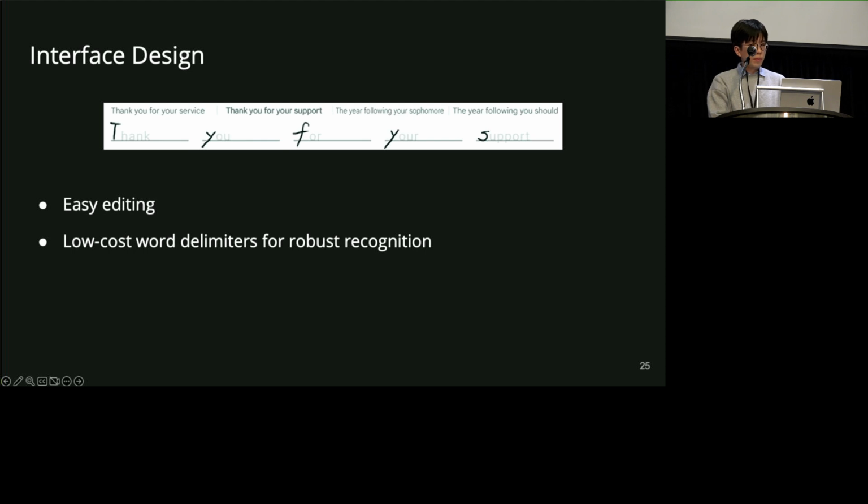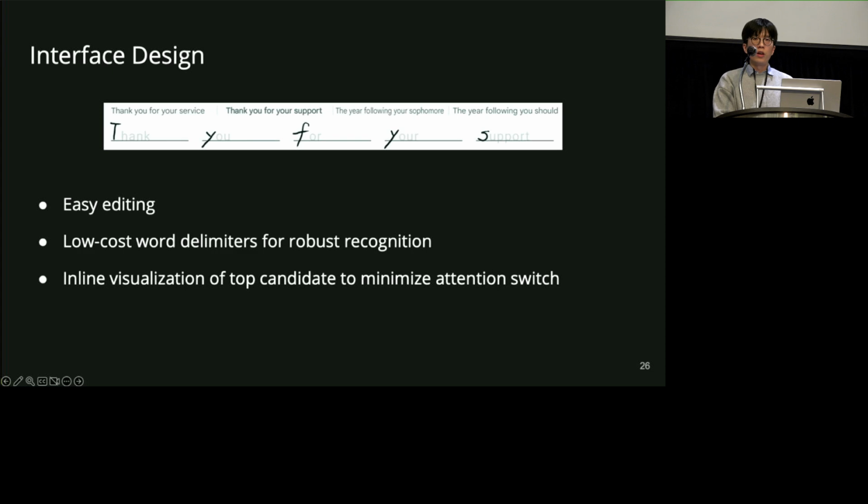The second benefit is that it serves as low-cost word delimiters. Otherwise, as the handwriting recognizer is not trained on such kind of input, a mixture of word prefixes, it can easily misrecognize the abbreviation without robust denotation of word delimiters. This rule is also used for inline visualization of the top candidate to minimize users' visual attention switch between the handwriting area and the candidate bar.